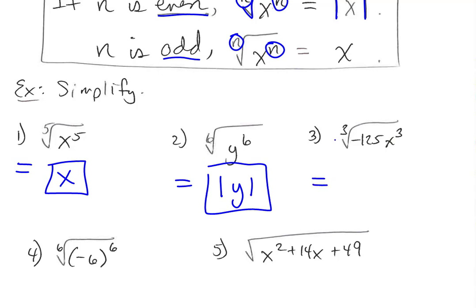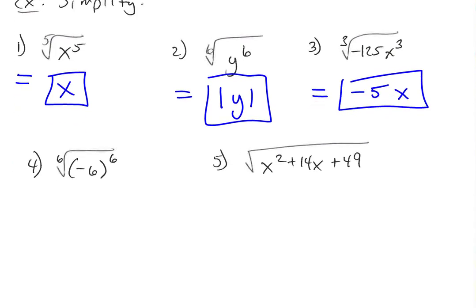thirdly, if I had the cube root of negative 125x cubed, I could apply the root to each of those factors separately. The cube root of negative 125 would be negative 5. That's because negative 5 times negative 5 times negative 5 is negative 125. And the cube root of x cubed would be just an x without the absolute value given the rule above. And so negative 5x would be our result there.